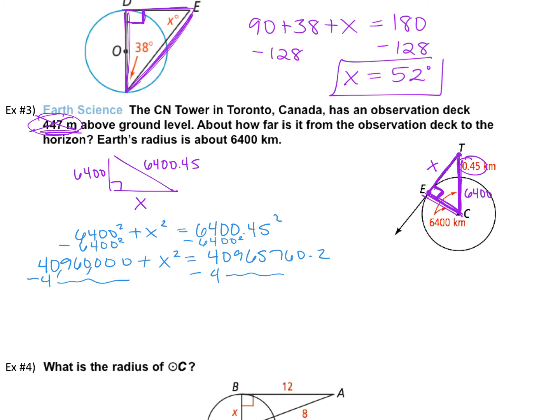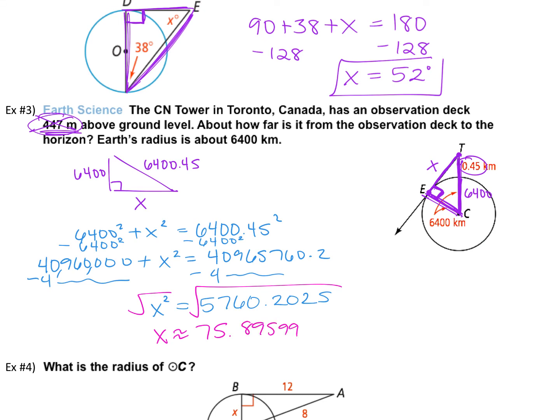Again, I'm not gonna write it down. You should get, plug this in, see if this is what you're getting, 5,760.2025. Did you get that for your x squared? So what's your last step from here? Take the square root. So you get x is approximately the square root of that answer. You get 75.89599. That keeps going. So about how far is it from the observation deck?